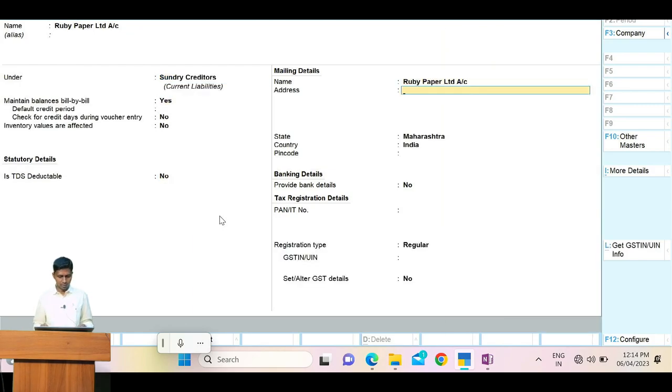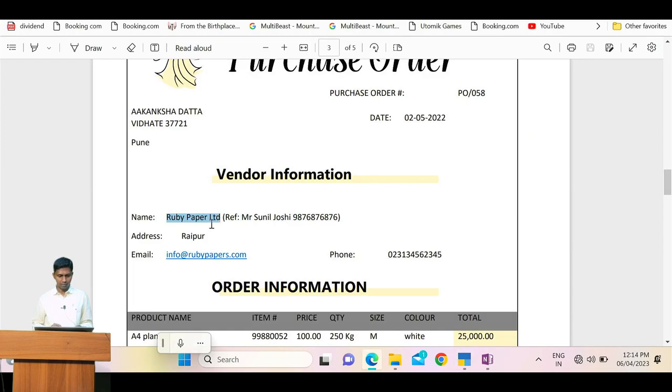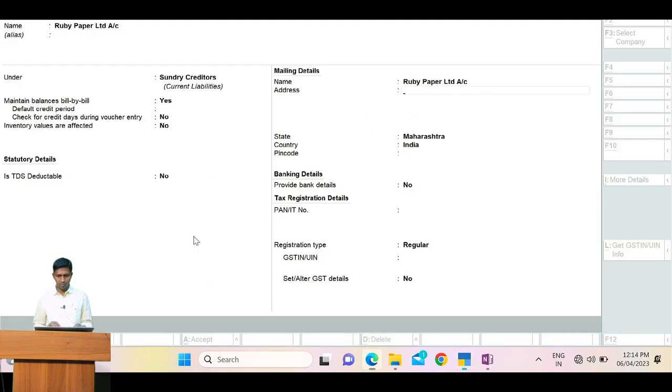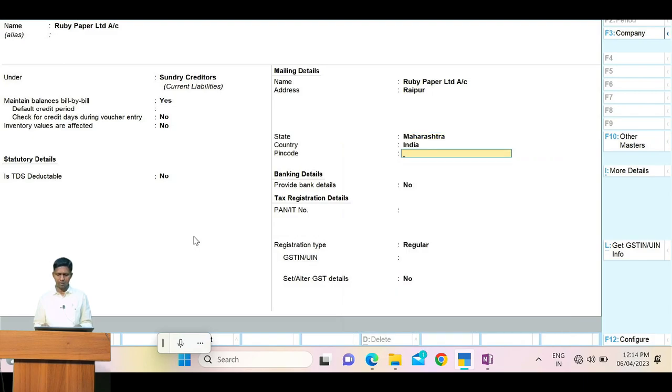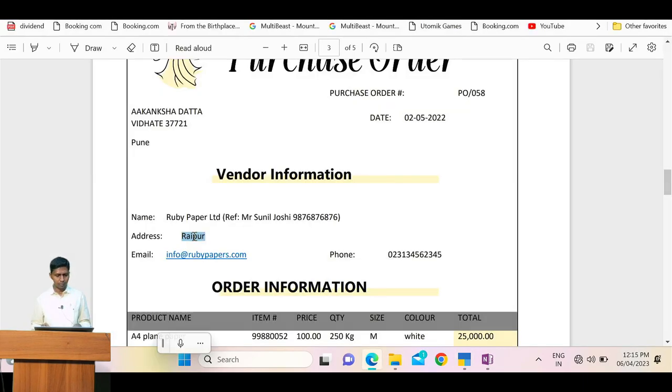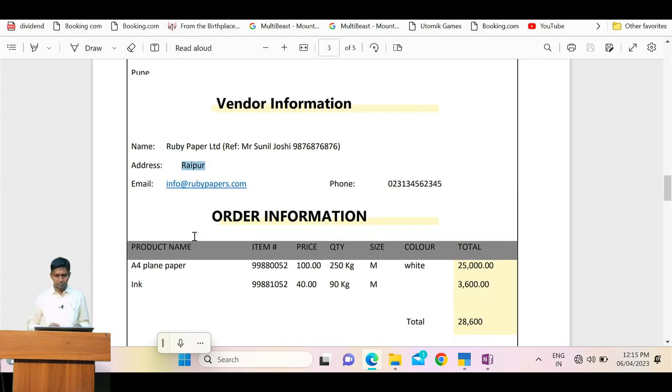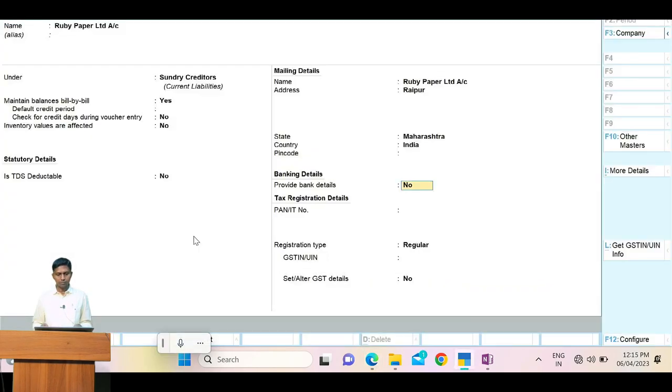And then TDS, other. Ruby Paper is there. Address of Ruby Paper, you can type Raipur, Maharashtra only, I think. Raipur, where? I don't know. You can search it out. Regular and other.